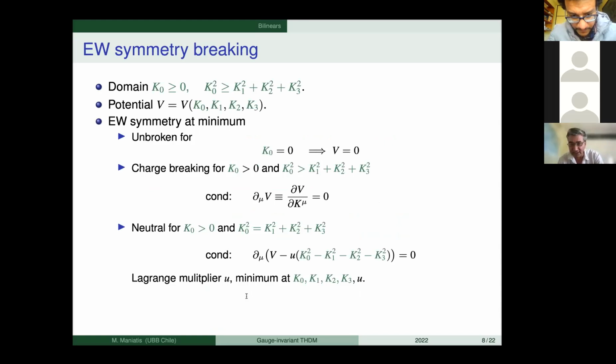I just wanted to mention, because we need this later, that the global minimum is determined now by this condition, which is written in the lower line: the gradient with respect to the K's. Then we get a global minimum with respect to the values of K0, K1, K2, K3, and U. We have to impose a Lagrange multiplier, as I said, in order to get the neutral vacuum.